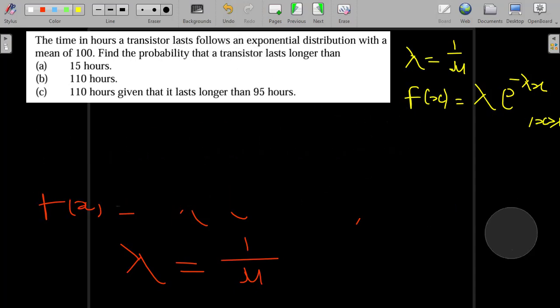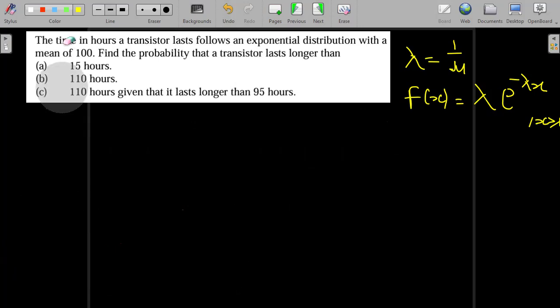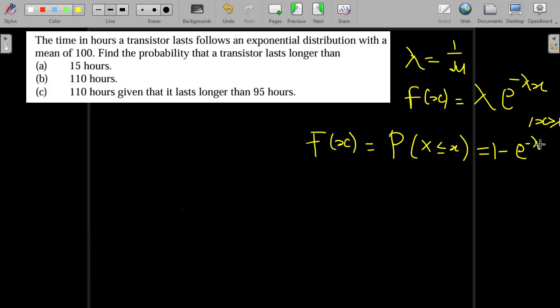And then another important thing that you have to know under the exponential is the CDF. So the CDF under the exponential, which is the same as the probability that x is less than or equal to a small value of x, is equal to 1 minus e to the power minus lambda x. We're going to be using this information to answer these questions.